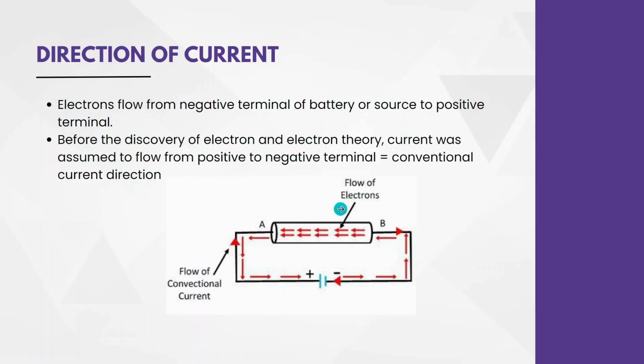If you look at this image, this arrow mark on the circuit wire is the conventional flow of current from positive terminal to negative terminal. Whereas after the discovery of the electron, it was found that electrons will come out of the negative terminal and then they will move into the positive terminal. So this is one important concept about the direction of current.